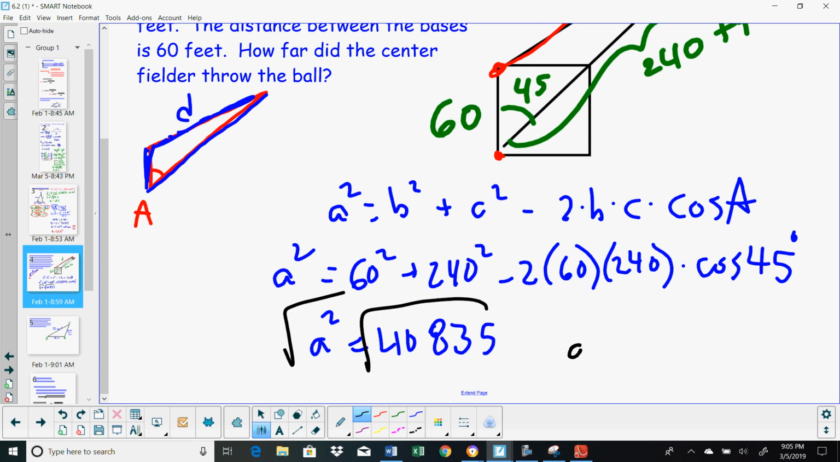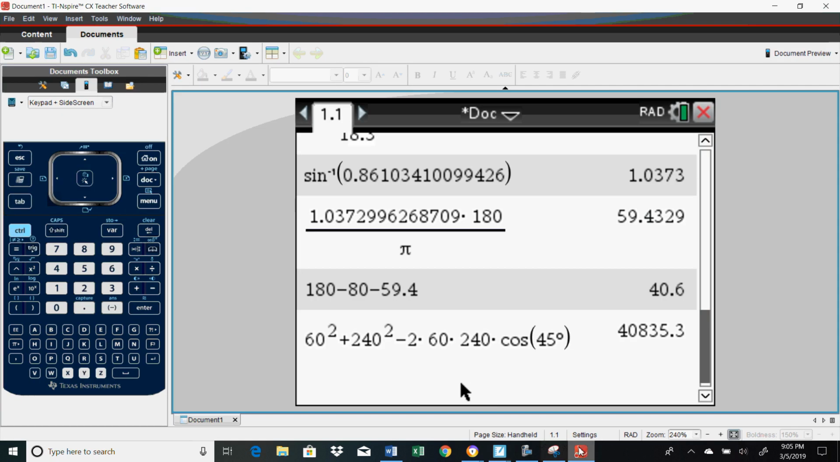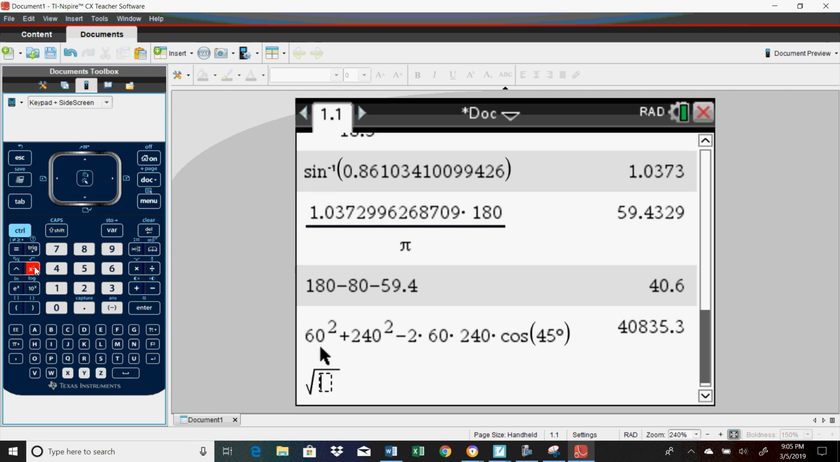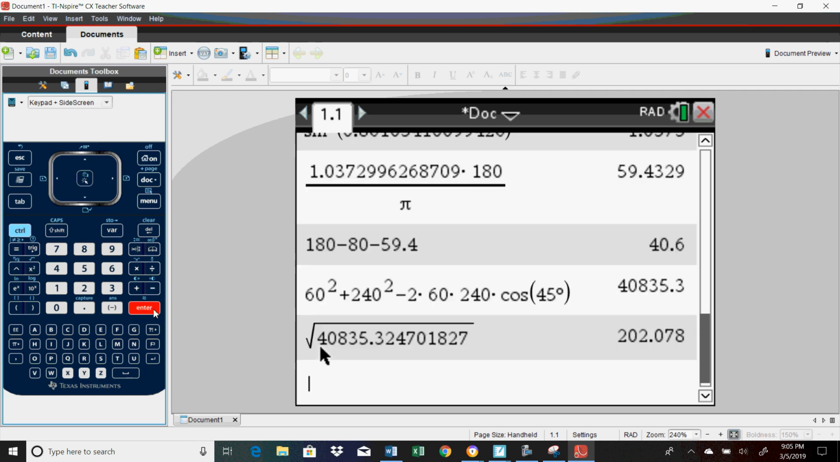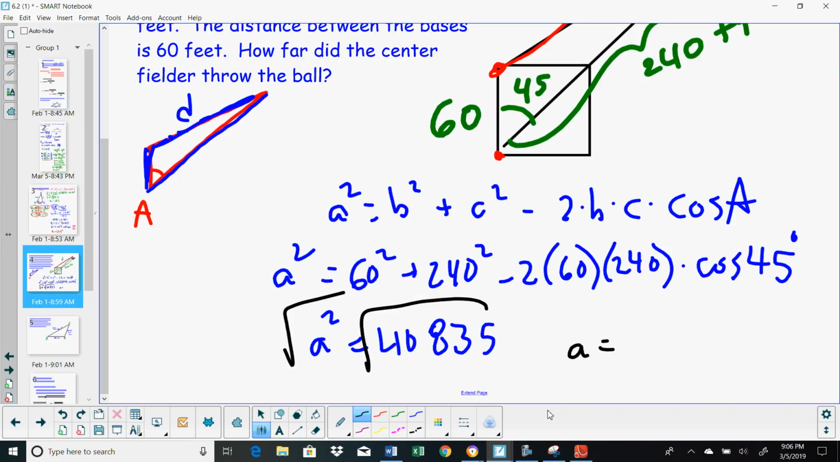When we take the square root of both sides, we end up getting A, which is the distance that this center fielder threw the ball. Oh, it was 835. Yeah, I had it. So then we're going to take the square root of that answer. And when we do that, we get 202 feet. So that center fielder threw the ball about 202 feet.